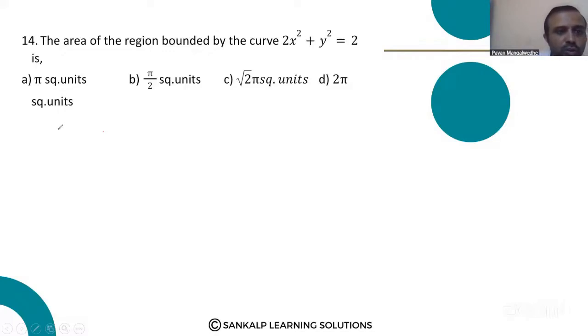So the next question, students: the area of the region bounded by the curve 2x square plus y square is 2. The area of the region bounded by the curve is what? Option A is pi square units. Option B is pi by 2 units. Option C is root 2 pi square units. And option D is 2 pi square units.